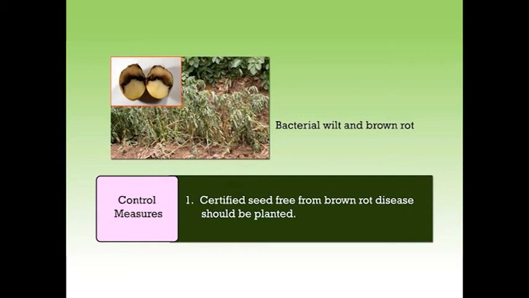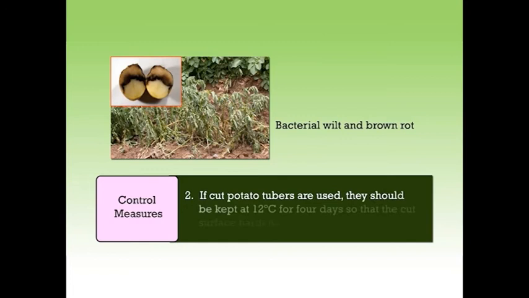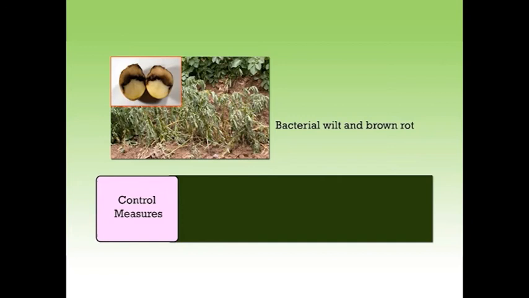Certified seeds free from brown rot disease should be planted. The second one is if cut potato tubers are used, they should be kept at 12 degrees Celsius for 4 days so that the cut surface hardens. The third control measure is that the crop's debris should be collected and burned.